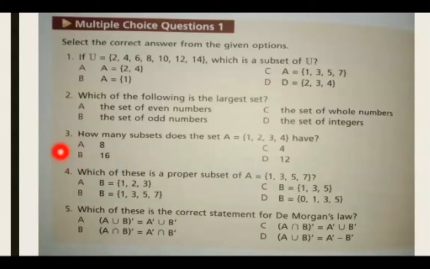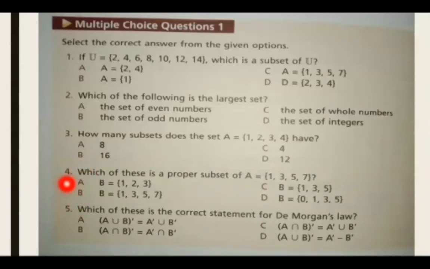In statement 3, we have to tell how many subsets the set A has. As there are 4 elements in the set A, we know that there is a formula to find the number of subsets of any set, which is 2 raised to power n. Here set A has 4 elements, so the value of n is 4 and 2 raised to power 4 is equal to 16. So the right answer is option B.